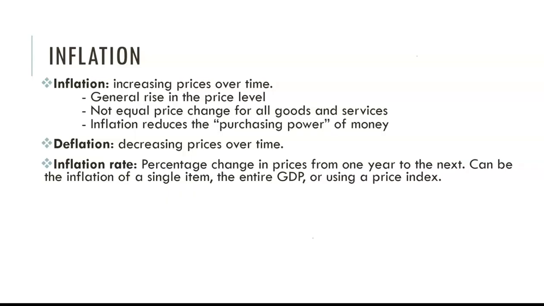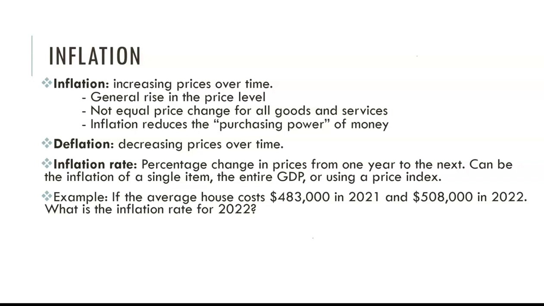When we talk about the inflation rate, we're looking at a percentage change. Typically, prices from one year to the next. So an inflation rate of 10% typically means that prices are higher by 10% since last year. You can have the inflation rate for a single item, the entire GDP, or a price index. For example, if the average house cost $483,000 in 2021 and $508,000 in 2022, what is the inflation rate for 2022?